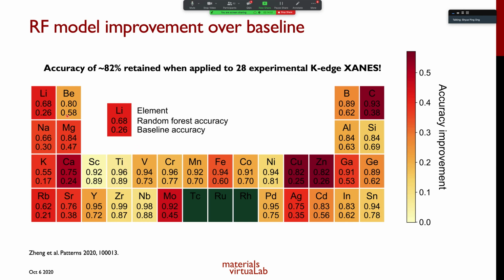More importantly, other than just being able to predict the local environment from the computed K-edge XANES, we also tried to apply this same algorithm, which is trained on computed data, to 28 experimental K-edge XANES, and we were able to retain 82% accuracy. So the accuracy is still very high. If you throw it the XANES, it should be able to give you the right coordination number and coordination motif about 82% of the time.